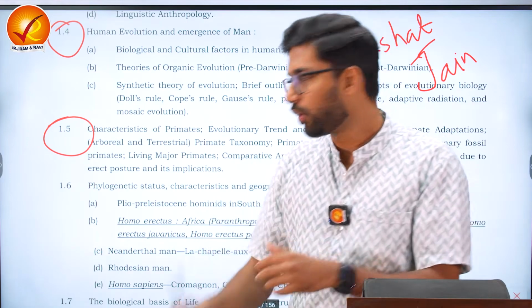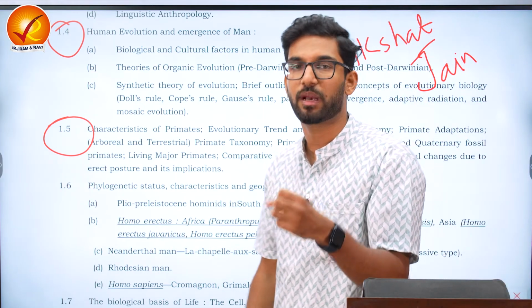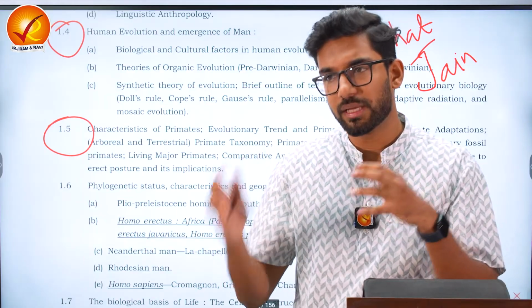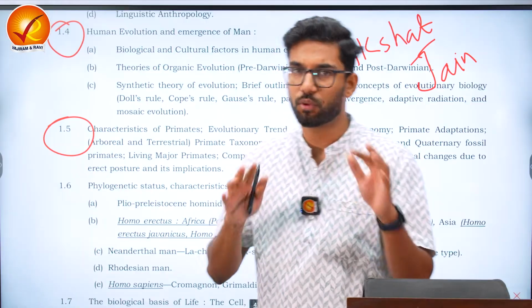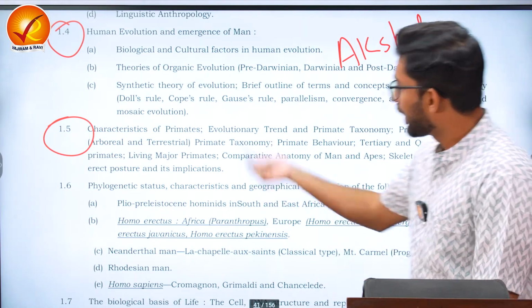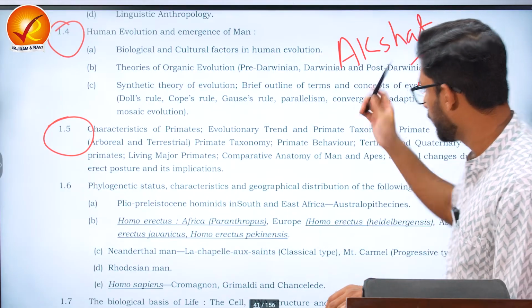It has in primates, monkeys and apes and human beings. And so in 1.5, we study the characteristics of primates, what they are, how they behave, social behaviors and other behaviors, and so on and so forth. Again, for 1.5, I refer to Akshay Jain sir's book. Mainly, it was that book.